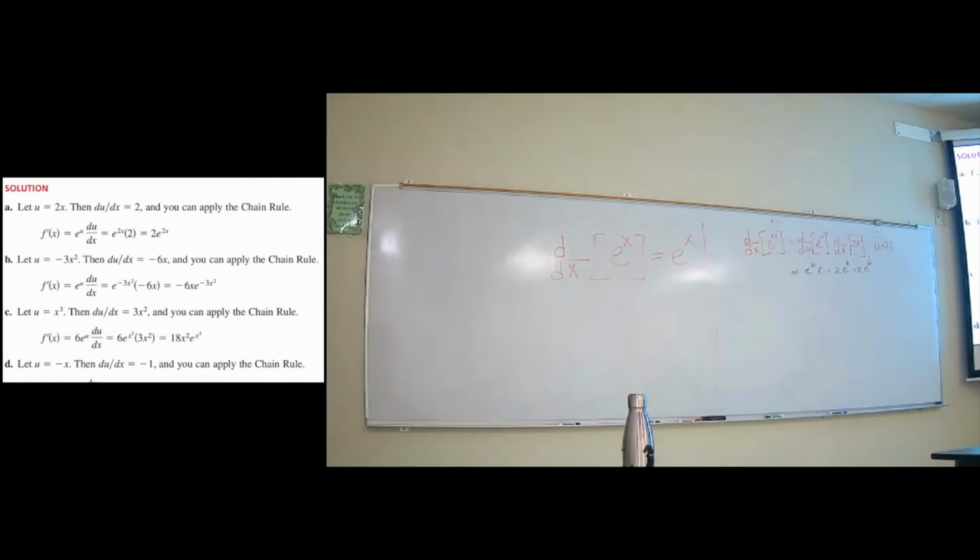then its derivative is going to be 3x squared, right? And e to the u, well, it's just going to differentiate out to be e to the u times du dx. Du dx is 3x squared. So we're going to have 6 times e to the x cubed times the quantity 3x squared, or 18x squared e to the x cubed.